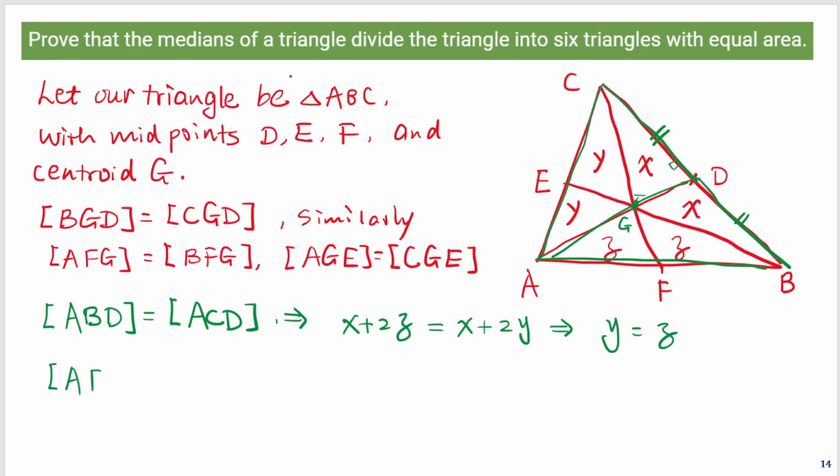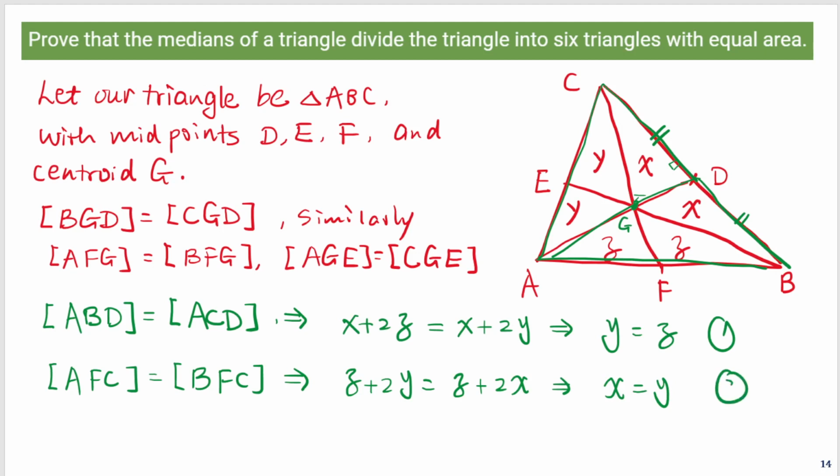And similarly, we could also use the area of triangle AFC equals the area of triangle BFC, and this gives us, what is AFC? AFC is Z plus 2Y, right? BFC is Z plus 2X, and this gives us X equals Y, right? And according to these equations number 1 and 2, we could easily prove X equals Y equals Z, right? Therefore, all the 6 little triangles have the same area.